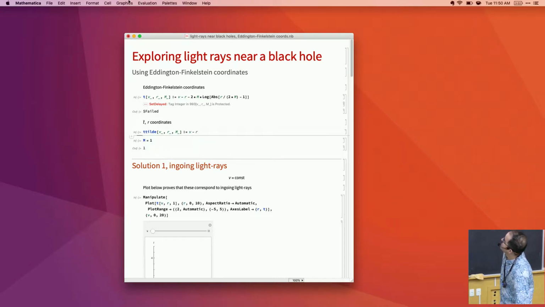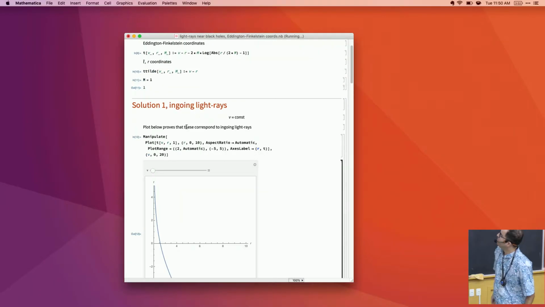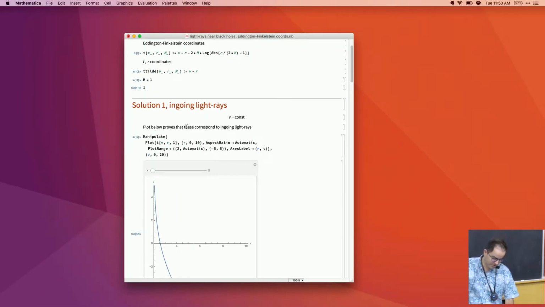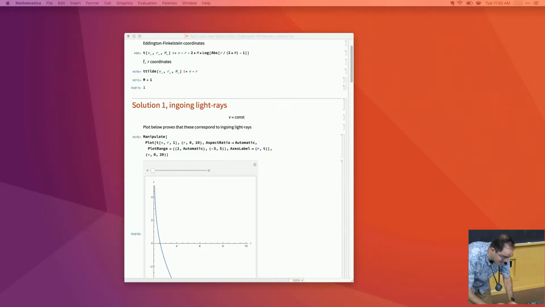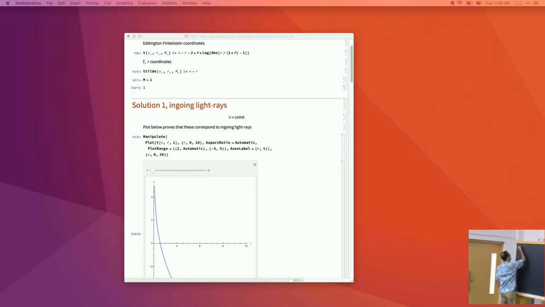Let me execute this. Let's see, evaluate. So what I'm doing here is I'm taking some appropriate coordinates. And I hope I will write Schwarzschild correctly. Is this correct? Okay.